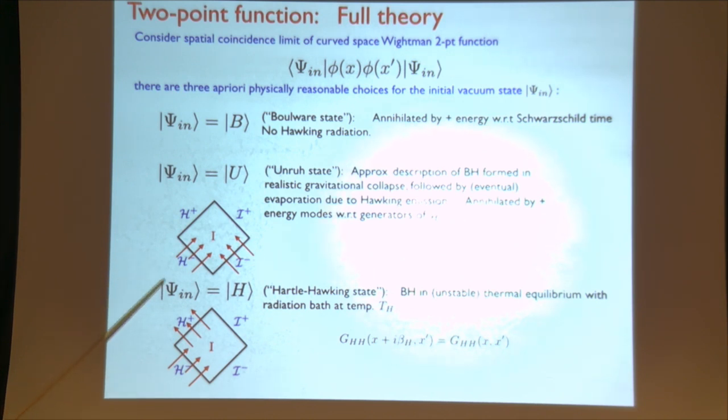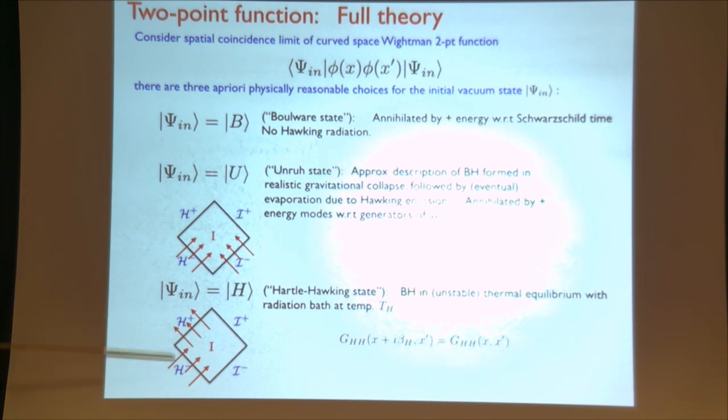The other interesting case is the Unruh state, which is supposed to mimic what happens in realistic gravitational collapse. As Unruh showed in the same paper that discusses the Unruh effect for accelerated observers, it corresponds to saying that the state is empty of stuff coming in from past infinity, asymptotic infinity, or past horizon. So you assume that it's an eternal black hole, but the boundary conditions mimic what would happen in realistic collapse.